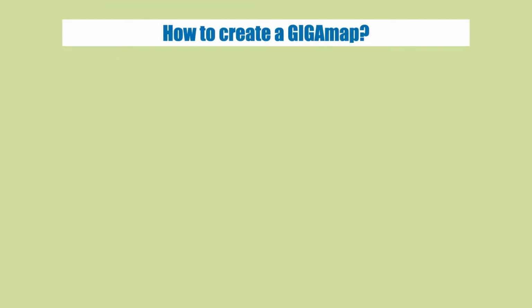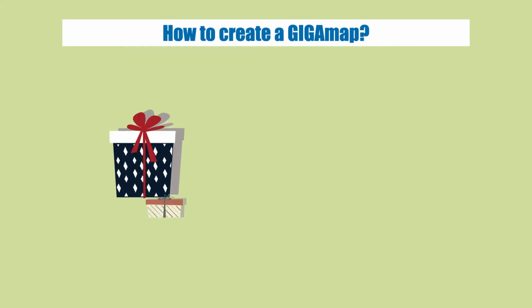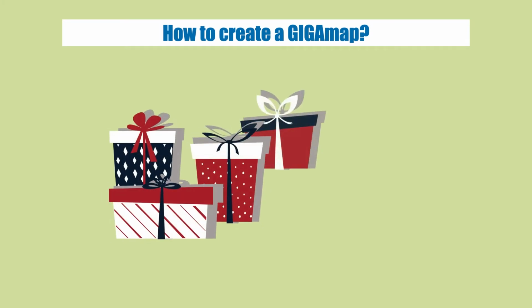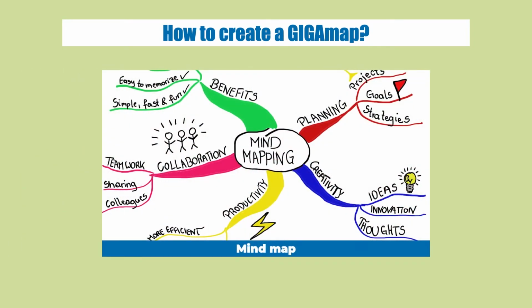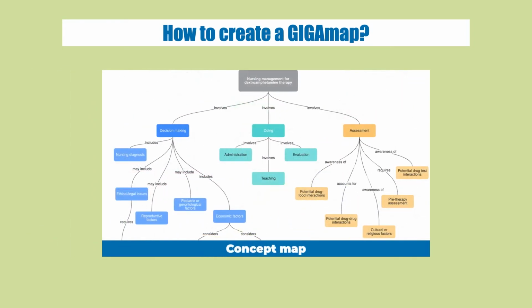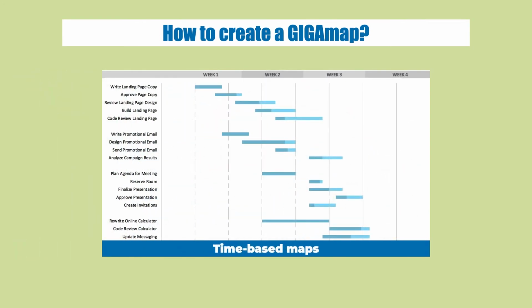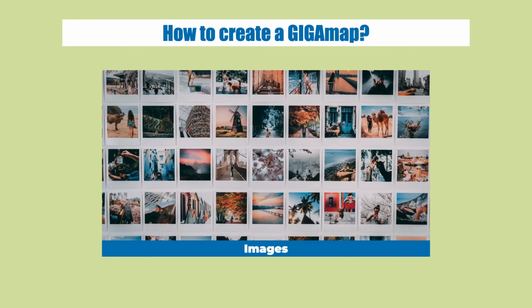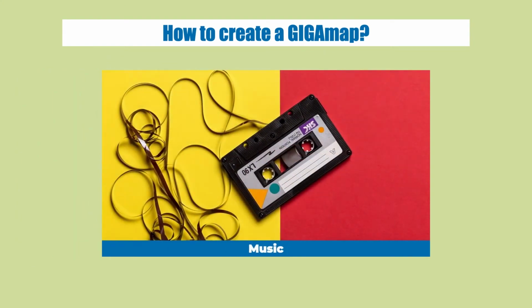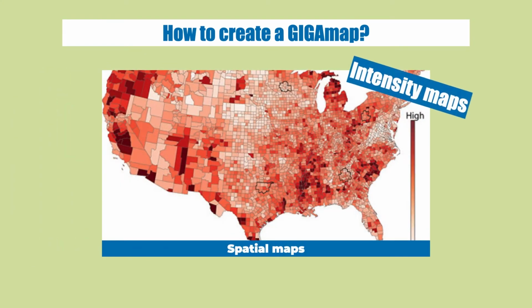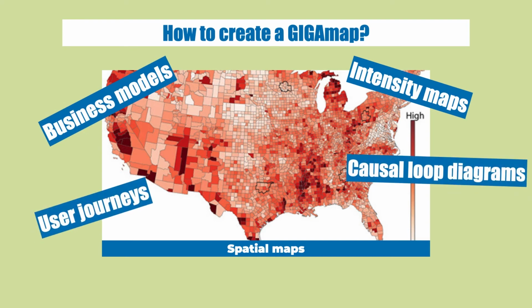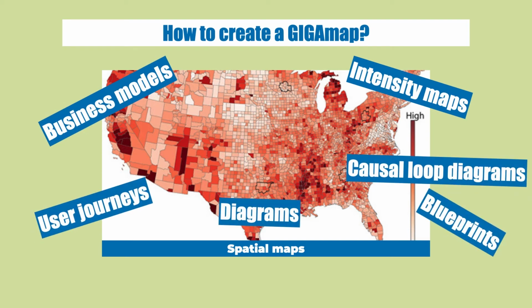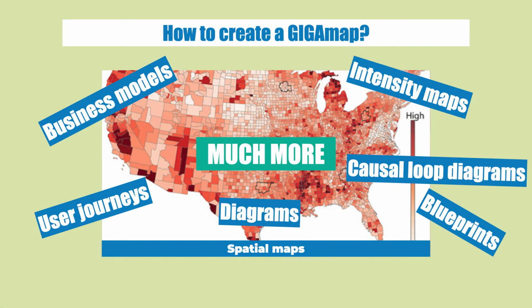So then, how do you create a gigamap? For starters, the gigamap uses a large number of commonly used tools such as hierarchical and non-hierarchical maps, such as mind and concept maps, time-based maps such as Gantt charts, images, videos, music, spatial maps, intensity maps, business models, causal loop diagrams, user journeys, diagrams, blueprints, and much more. The potential scope of coverage is infinite.